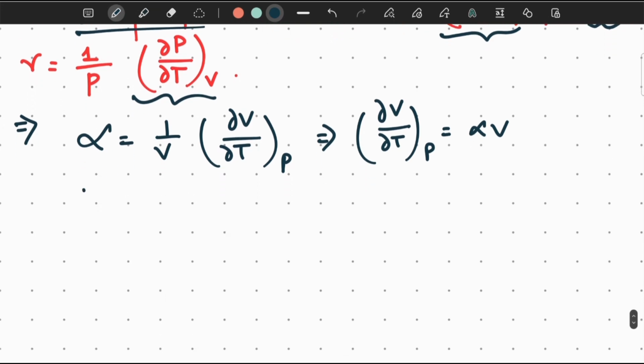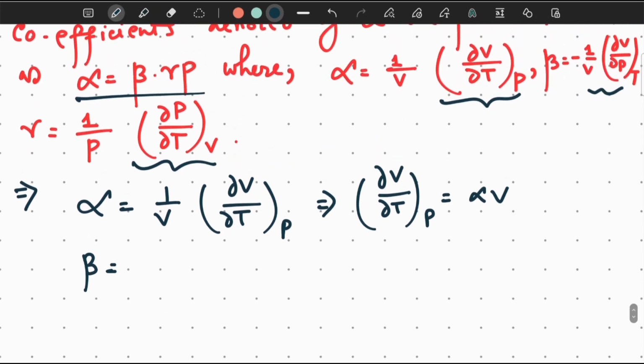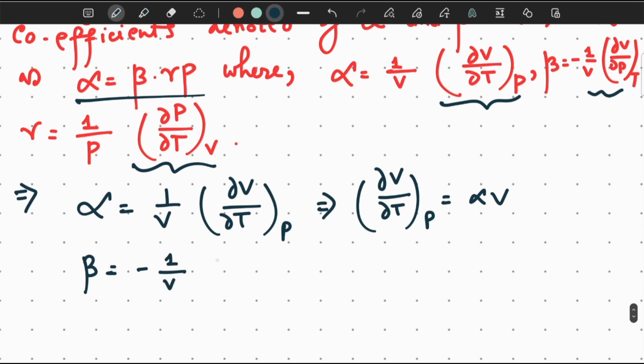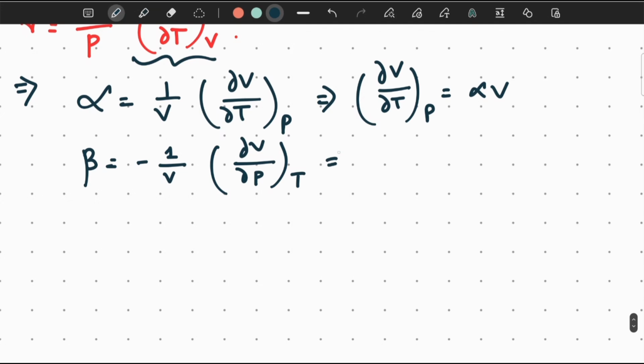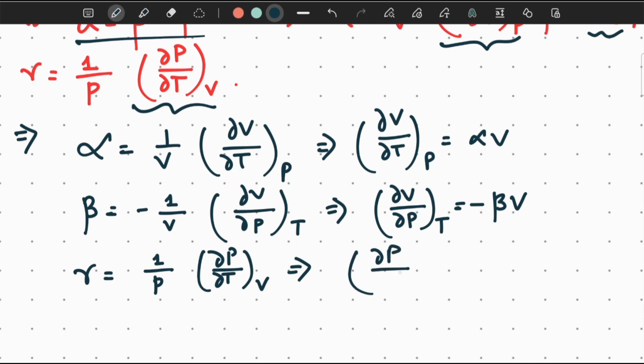Next, beta equals minus 1 by V del V del P at constant T, which essentially means that del V del P at constant T is equal to minus beta times V. And lastly, gamma is given, which is 1 by P times del P del T at constant V. So from here we can write that del P del T at constant V is gamma times P.